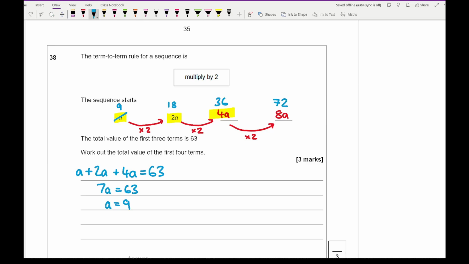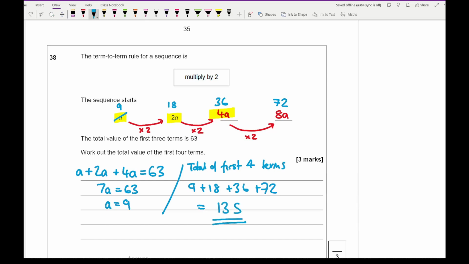So the question is then asking, work out the total value of the first 4 terms. So the total of the first 4 terms is going to be 9 plus 18 plus 36 plus 72, which gives me a total of 135.